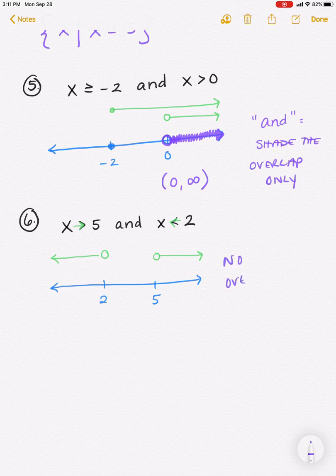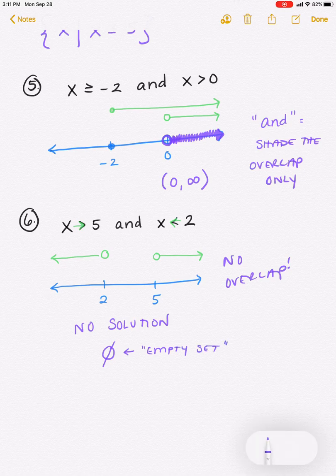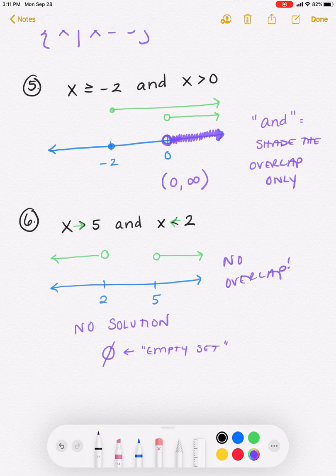Okay, so what do we say? What we call that is no solution. There's no numbers that satisfy both of these inequalities. And there's a symbol for that, and what this symbol right here means is the empty set. Okay, it's the set that has nothing in it, and that's how we can indicate our no solution for this.